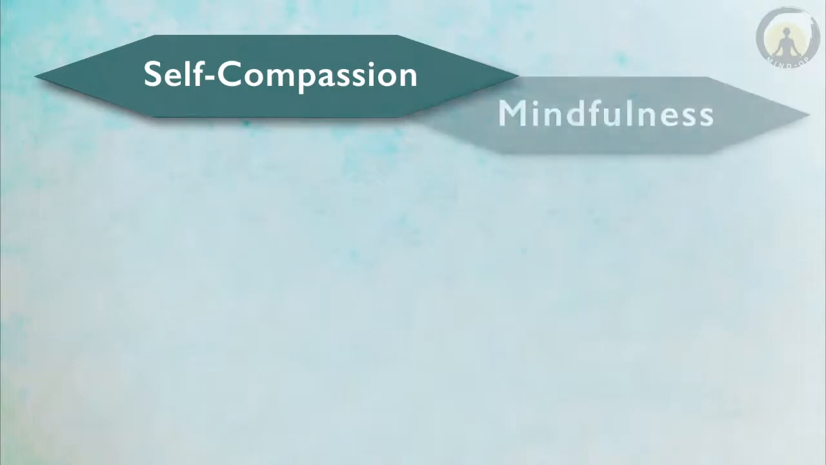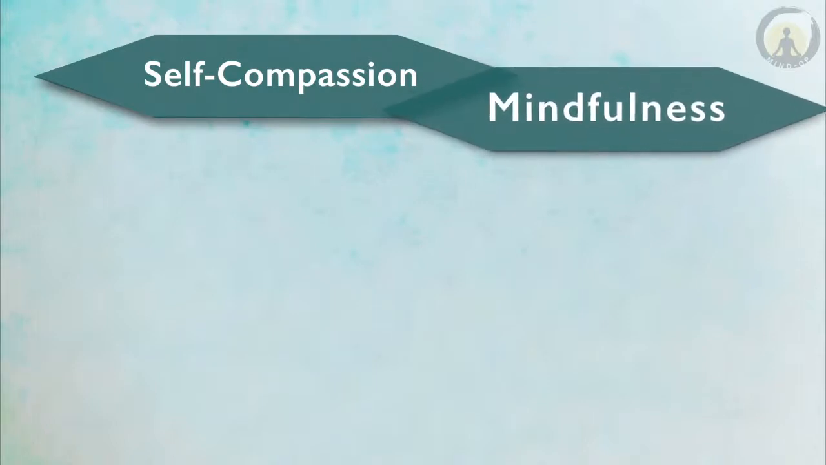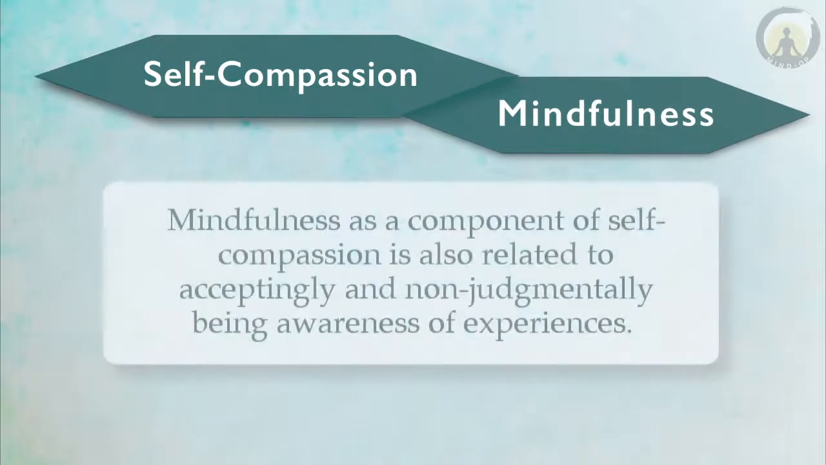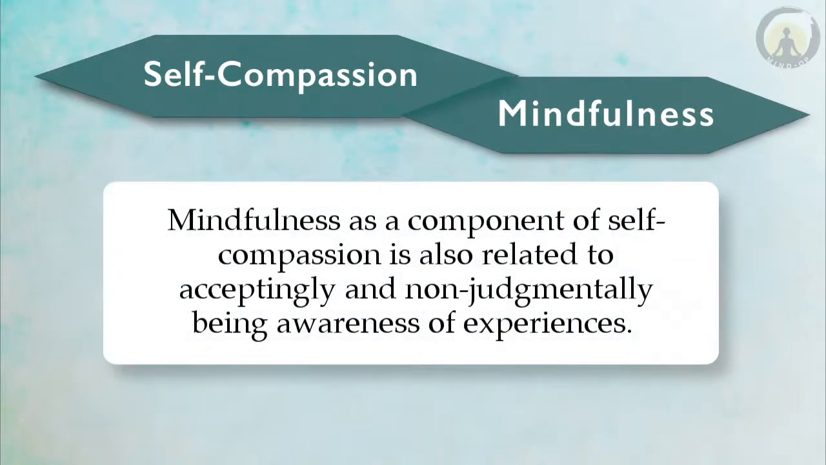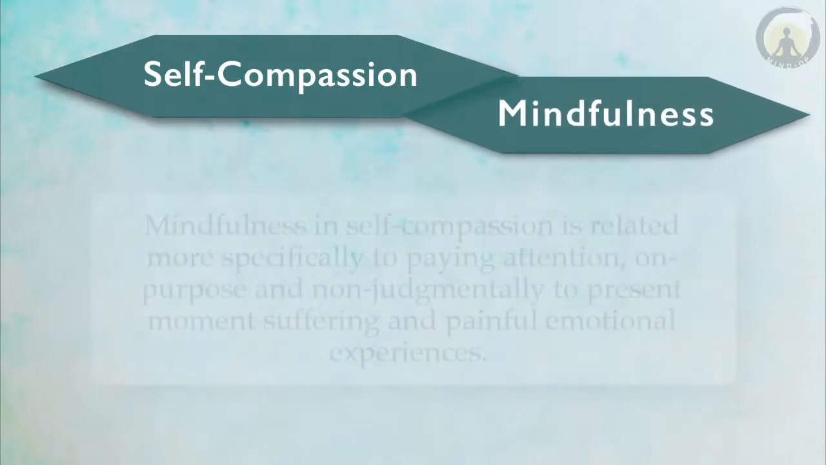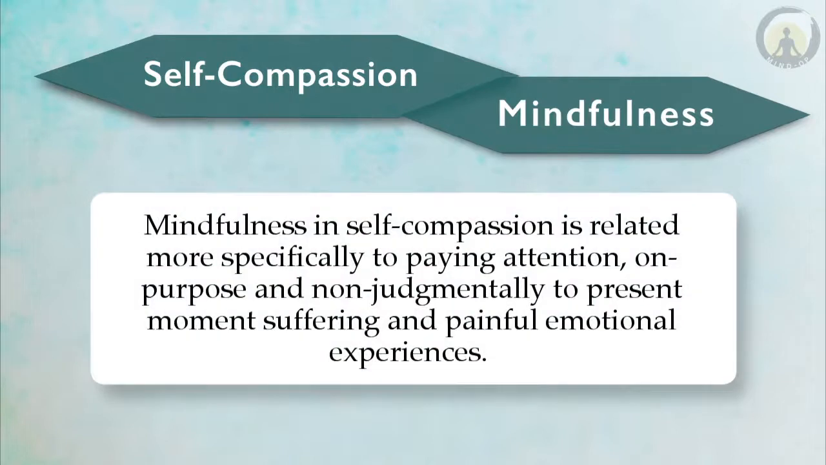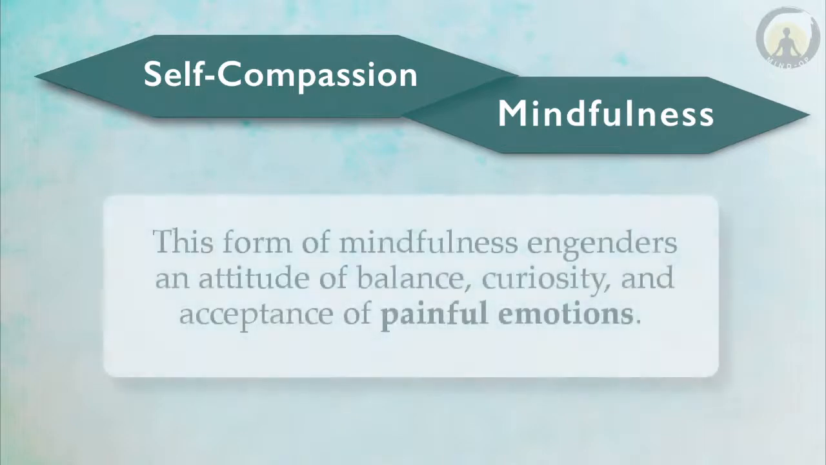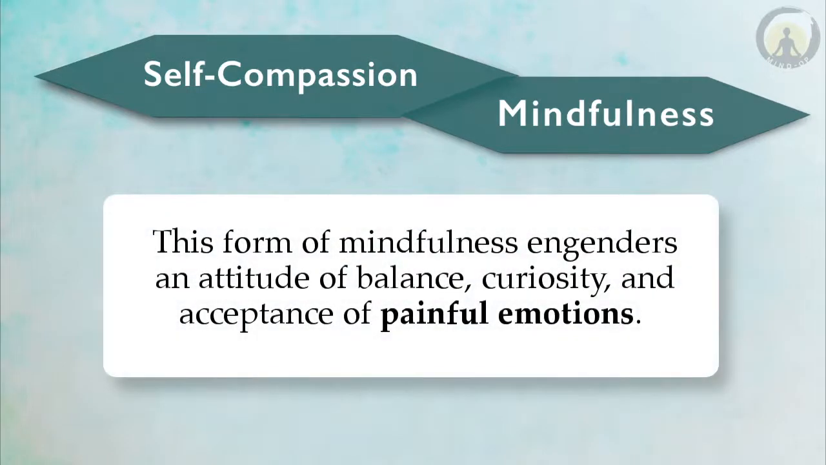So, to summarize, the first component of self-compassion is mindfulness. Much like the bigger concept of mindfulness we've been learning about the last 2 weeks, mindfulness as a component of self-compassion is also related to acceptingly and non-judgmentally being aware of experiences. However, unlike the bigger concept of mindfulness, mindfulness within self-compassion is related more specifically to paying attention on purpose and non-judgmentally to present moment suffering and painful emotional experiences. This form of mindfulness engenders an attitude of balance, curiosity, and acceptance of even the most painful of emotions.